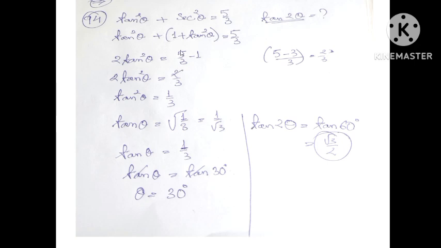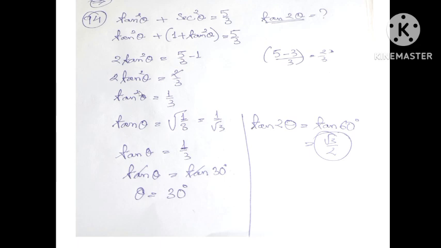Then what will happen? tan square plus tan square will be what? 2 tan square theta. And this 1, if you take it to the other side, it will become minus 1. So 5 by 3 minus 1 will be 2 by 3. You can see the calculation here. 5 by 3 minus 1, you will get 2 by 3. And then what happens? 2 and 2 you can cancel. So tan square theta equals 1 by root 3.